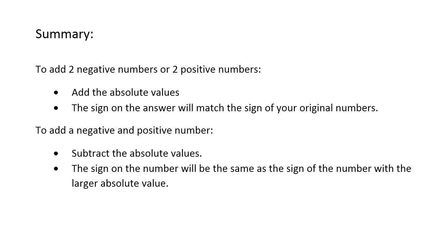So here's our summary. If you're going to add two negative numbers or two positive numbers, you're going to add the absolute values, and then the sign on your answer is going to match the sign of your original numbers. Now, if you add a positive number with a negative number, or a negative number with a positive number, if you have one of each and you're adding them together, you're going to actually subtract their absolute values, and then the sign on your answer will be the same as the sign on the number that had the larger absolute value.